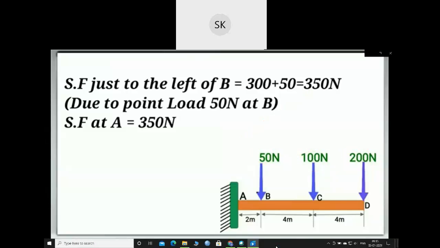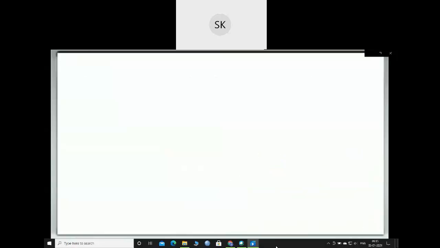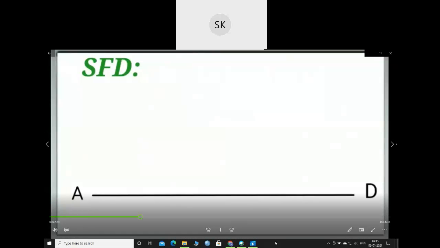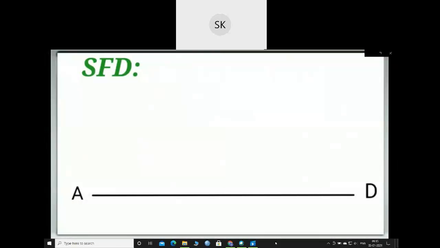And shear force at point A will also be equal to 350 Newton because shear force will remain constant between point B and A due to absence of any other load. Now for drawing the shear force diagram, we will start from drawing the span of the beam, and as we calculated, shear force at point D will be equal to 200 Newton. So we will draw 200 Newton to some scale at point D.